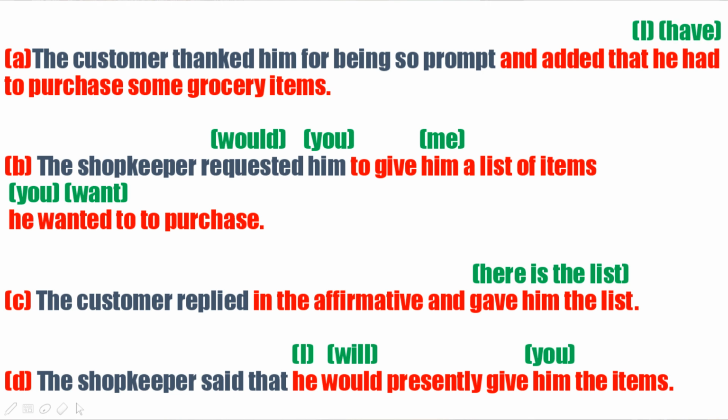Who is this you, students? Who is you? You is the customer. Okay, so as you is the customer and customer is the third person, so you will change into he, and want is simple present tense. So simple present tense will change into simple past tense. So it has become wanted. In this sentence also the red part is the answer. Okay, so this will form our answer.